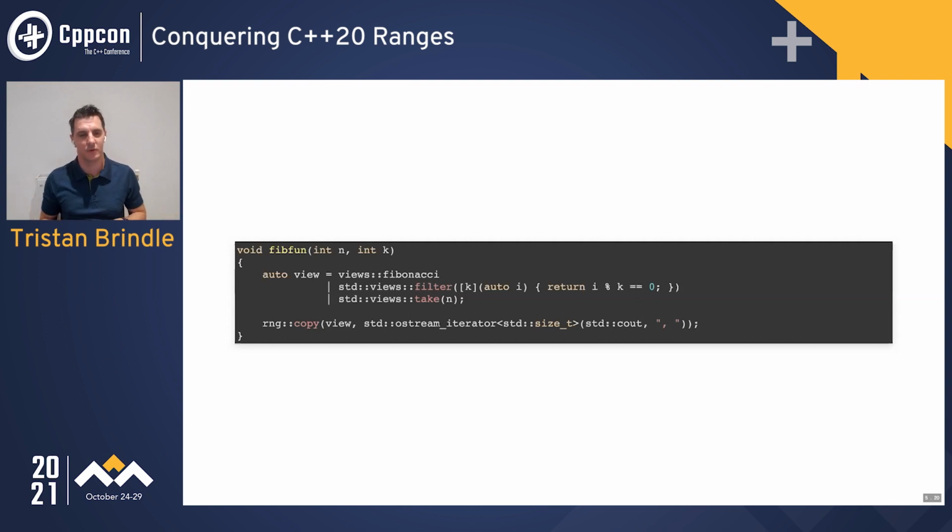This last line, if you haven't seen this before, is just a fancy way of printing a range, copying to an output stream. I could have just used a for loop. I could have used the format lib if I wanted to, but hey. So now that we have a Fibonacci view, we can start using all of these really nice facilities. We can rewrite our fibfun into something that, personally for me, is easier to read, more maintainable, just a nicer form of code to work with.